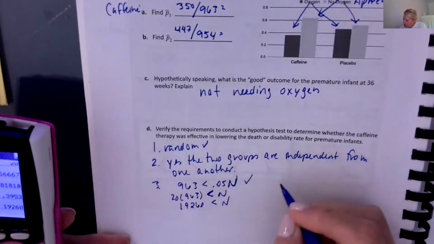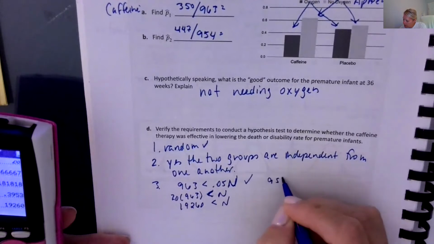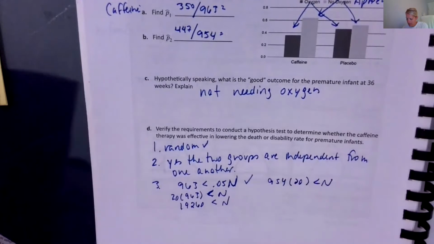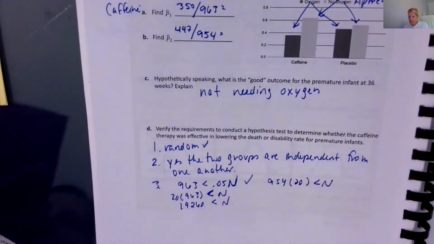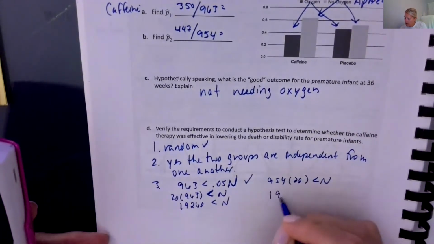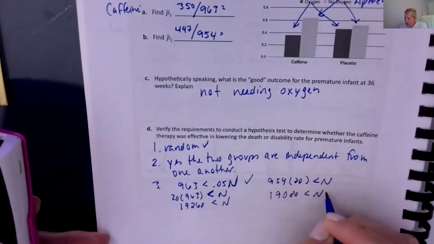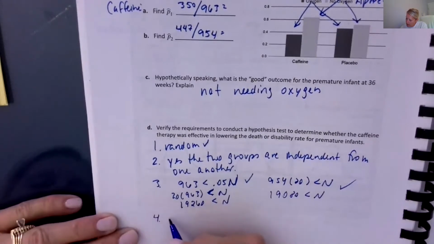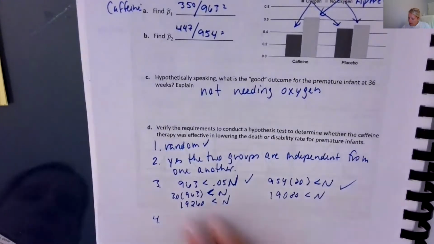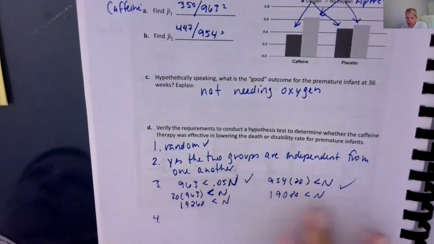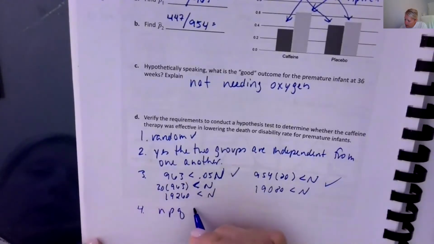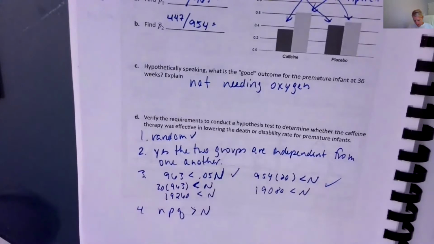And then we're going to do the same over here for the 954. Let's do 20 times that. And that comes out to be, are there at least 19,080 babies out there, premature babies? And yes, I'm sure there are. Then the fourth thing is normality. So we are going to check for each of these, right? That N times P times Q is greater than or equal to 10.